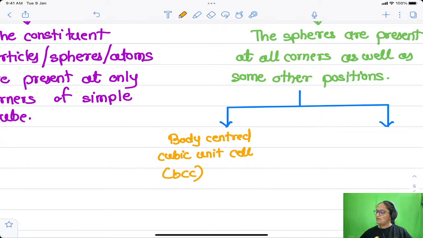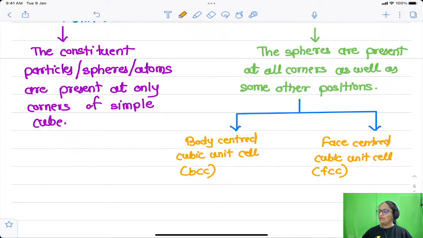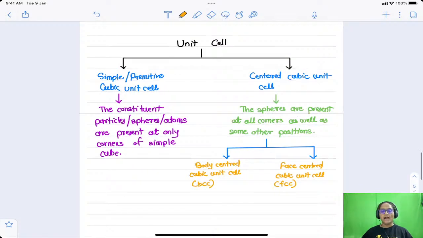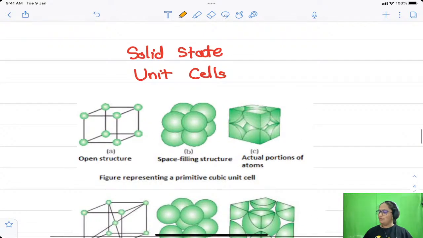Another type is called the face centered cubic unit cell, abbreviated as FCC. Body centered or face centered cubic unit cell. Now what are these body centered and face centered cubic unit cells? I will explain with the help of diagrams. Let us see first the diagram for the simple or primitive cubic unit cell.